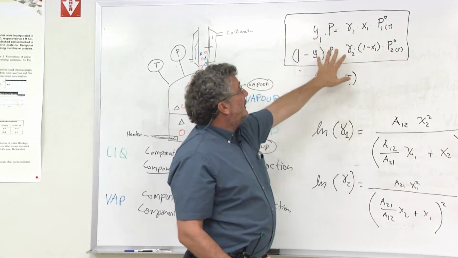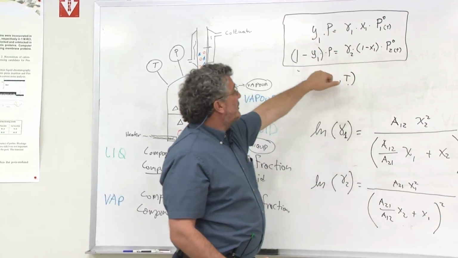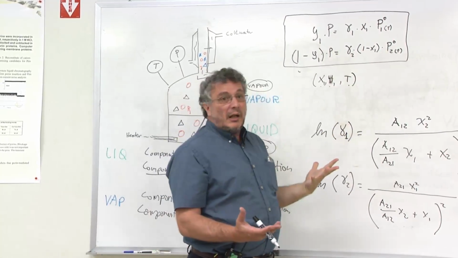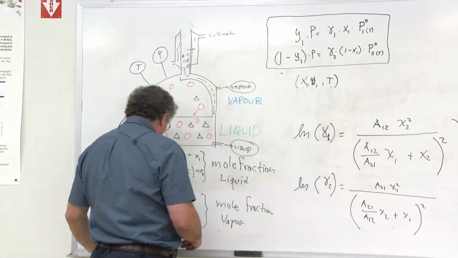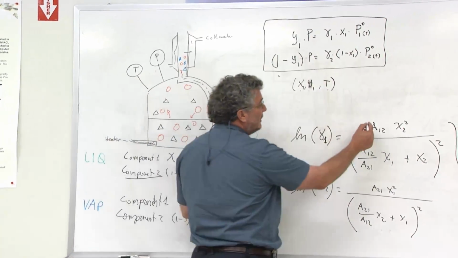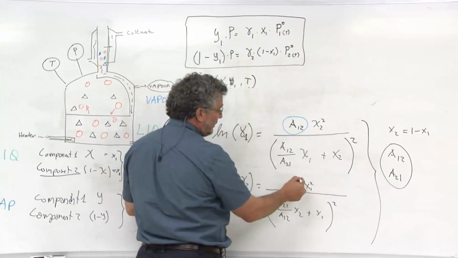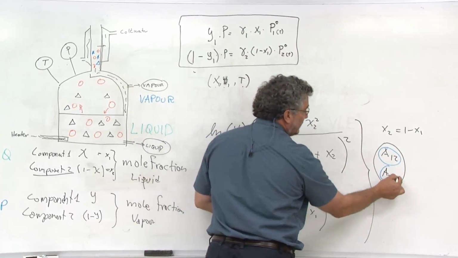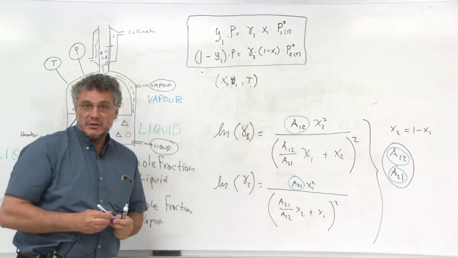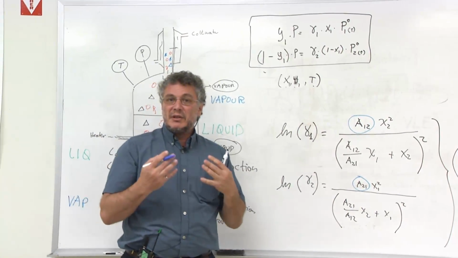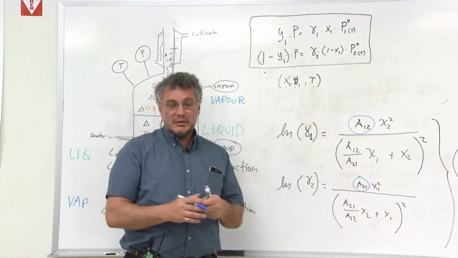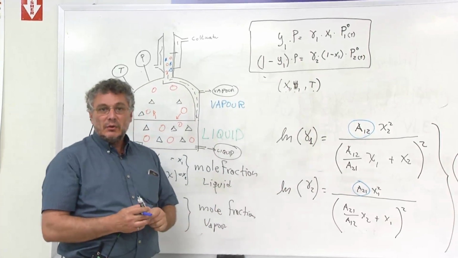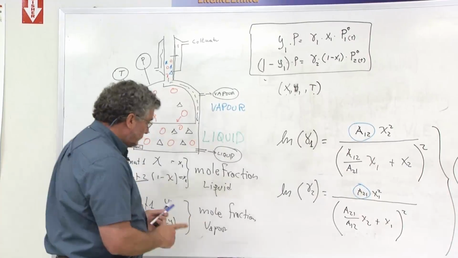So you're going to have known values of x, known values of y, known values of temperature. And what are the unknowns? What are we going to try to find? Well, what we're going to try to find are these two interaction parameters of the Van Laar equation. And we want to see how well this equation is going to describe the data that you are going to collect.